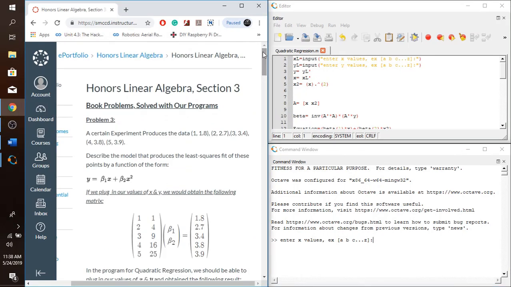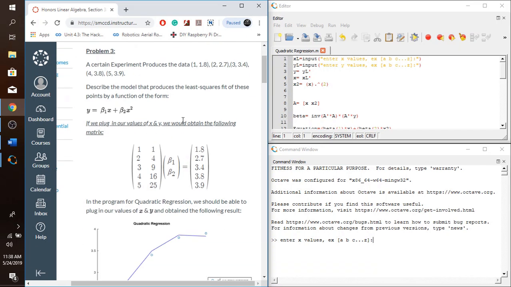So welcome back to section number 3 of Honors Linear Algebra. In this section, I want to talk a little bit about how I solve these problems using my program.